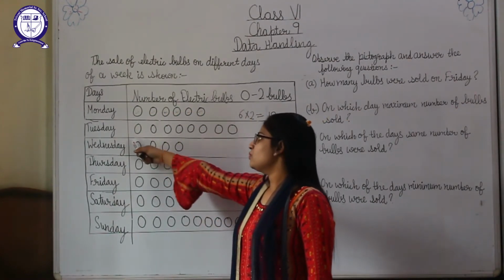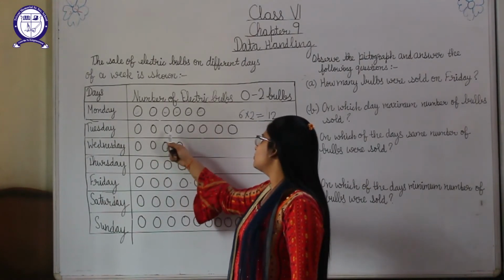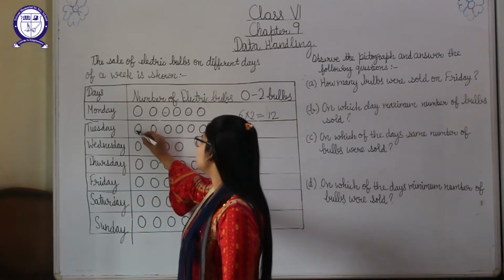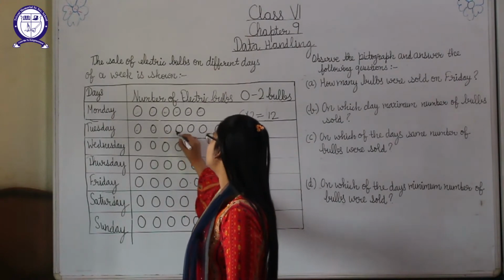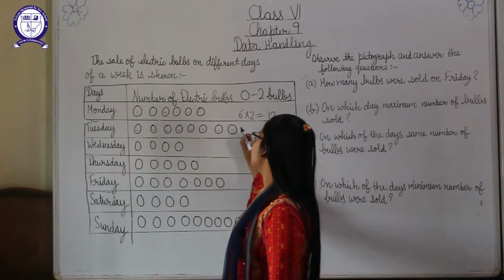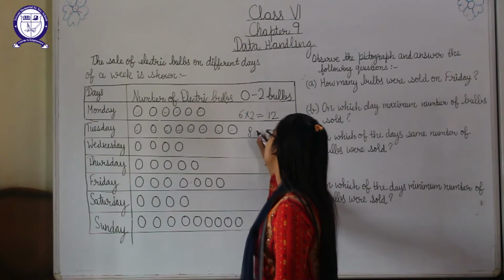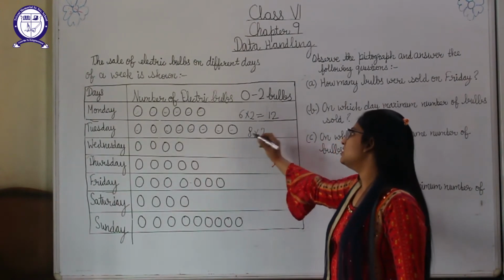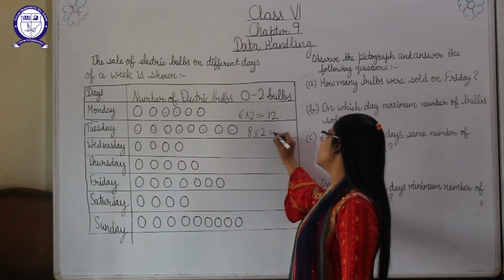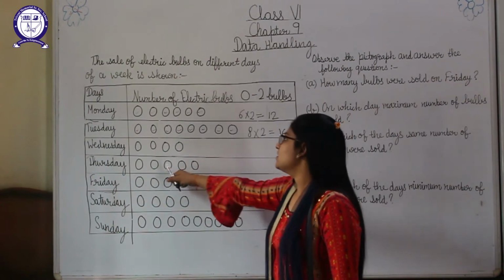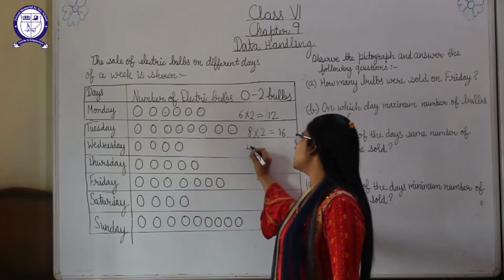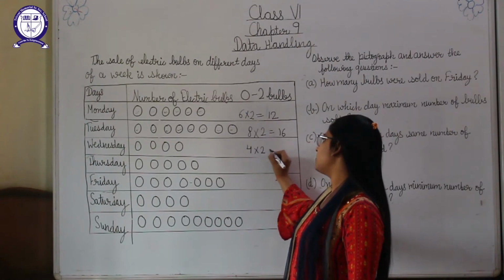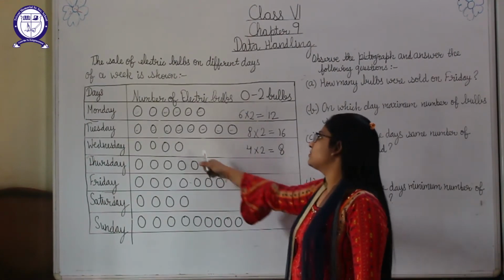Similarly, we can check for Tuesday. How many circles are here? 1, 2, 3, 4, 5, 6, 7, 8. 8, and we will multiply it by 2 because each circle shows 2 bulbs, so 8 twos is 16. Similarly, we will check for Wednesday. 4 circles are here and we will multiply with 2, so 8 bulbs.